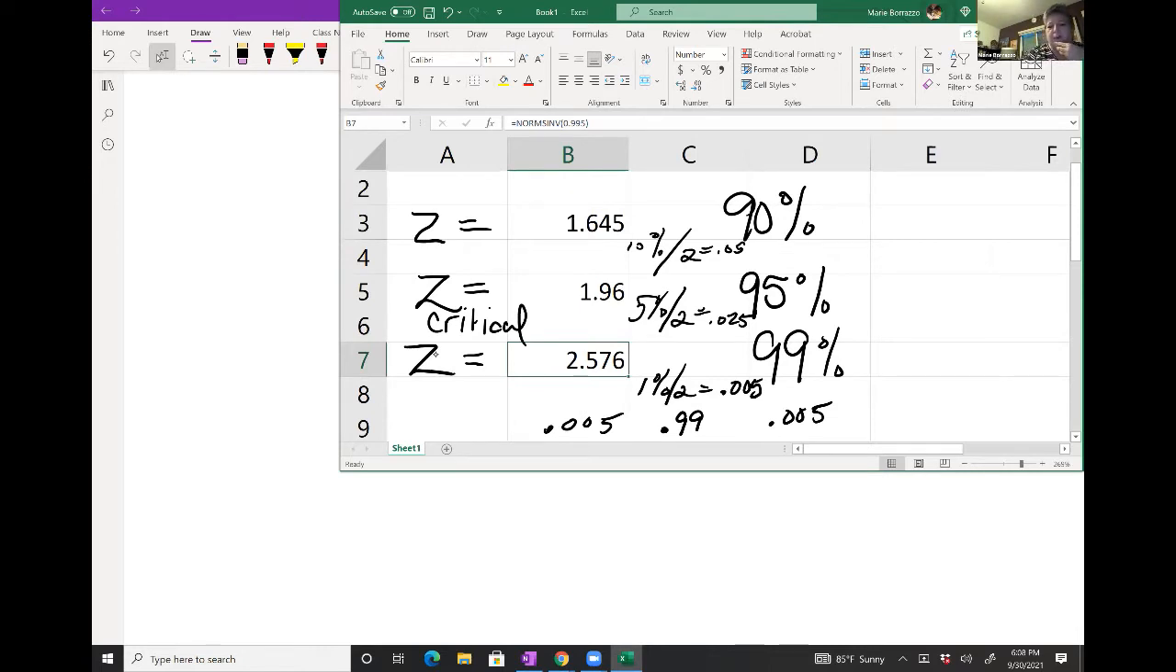Okay, and that's why when I did this, I'm just going to write it down so you have it. I did norm S inverse, and I'm putting in 0.995 because I'm in essence adding up these two numbers.